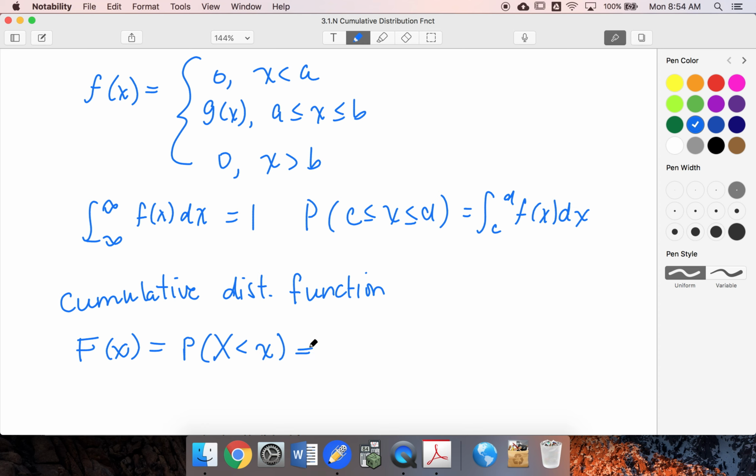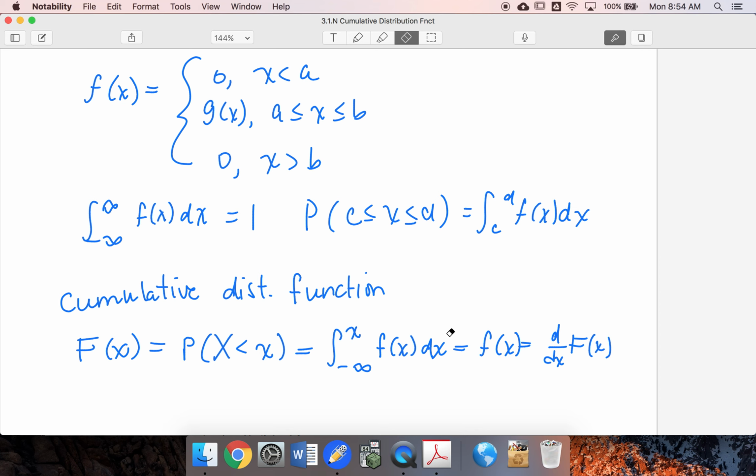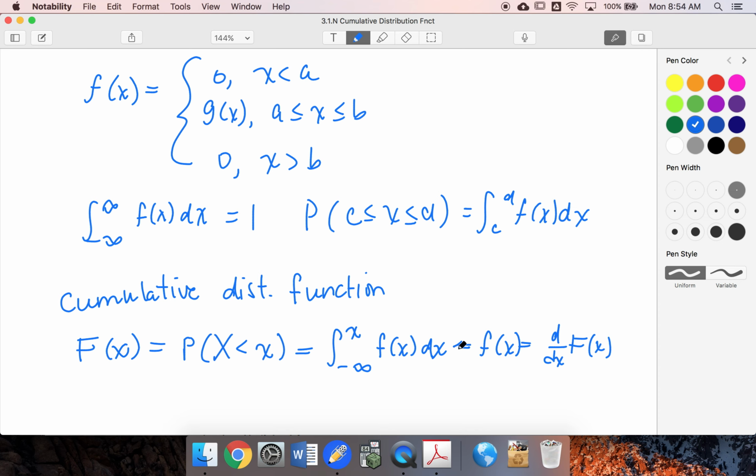With my continuous probability distribution function, that's going to be the integral from -infinity to x of my f of x dx. And so I could say that f of x is the derivative of capital F of x, vice versa. So there's not an equal sign here. There's an implication here.